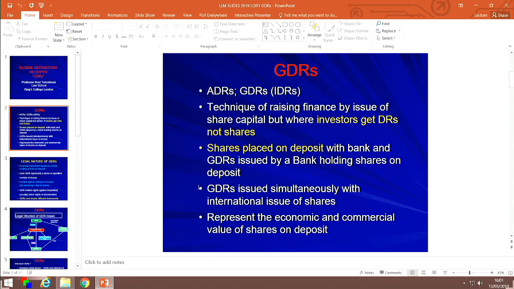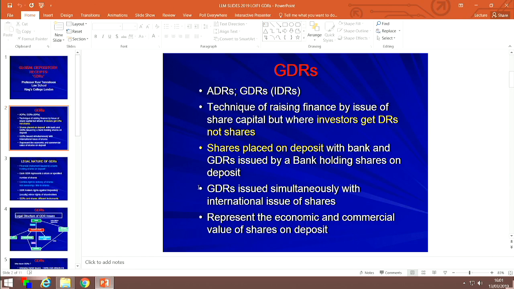Buyers in the markets, investors in the market, get something called depository receipts and not shares. The depository receipts are issued by a bank, which takes on deposit shares being issued by a corporate entity. So you first have a corporate entity which will issue shares. All those shares are put on deposit with a bank.